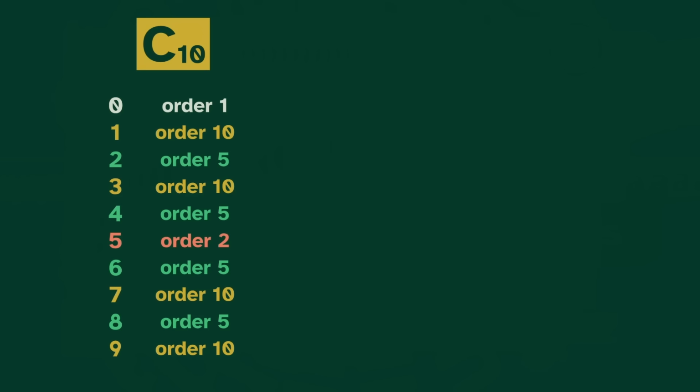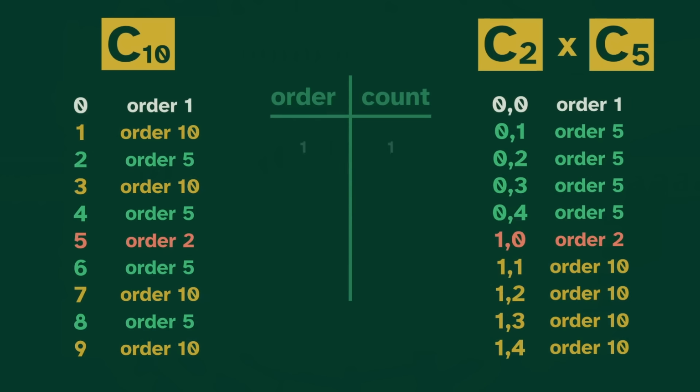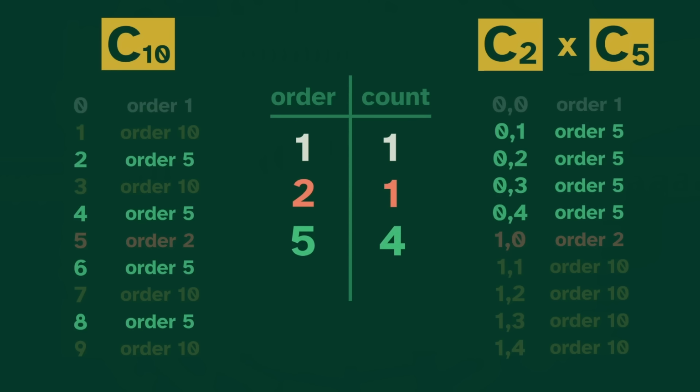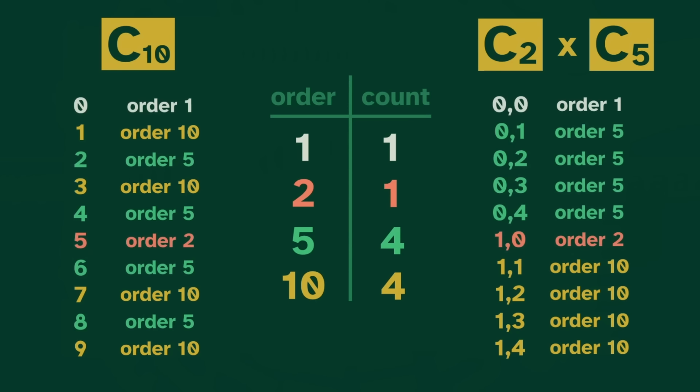Here are the orders for all the elements of C10. And then here for C2 times C5. Both groups have 1 with order 1, 1 with order 2, 4 with order 5, and 4 with order 10. The counts are the same, so the groups are the same.